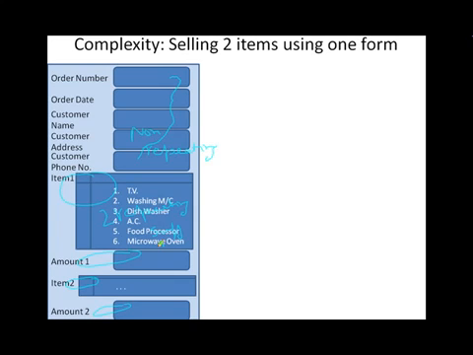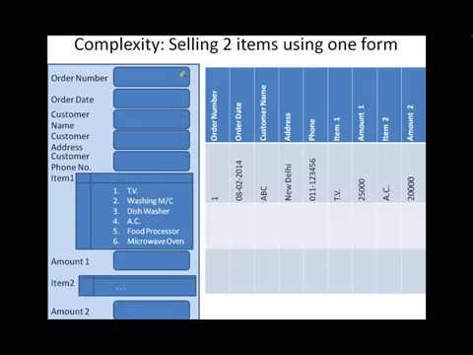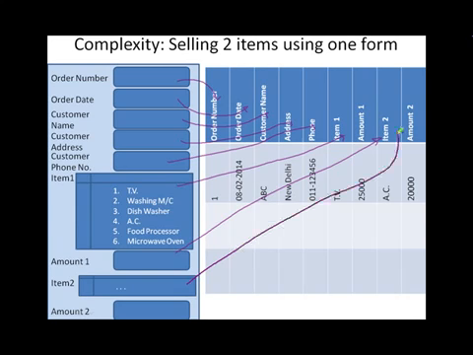The database that was designed based on this form design was something like this. So the mapping is as follows: order number comes from here to here, order date comes from here to here, customer name here, address, phone. This is something very significant. Item 1 goes in here with amount 1, and then item 2 goes in here, which is a place for item 2 with amount 2.